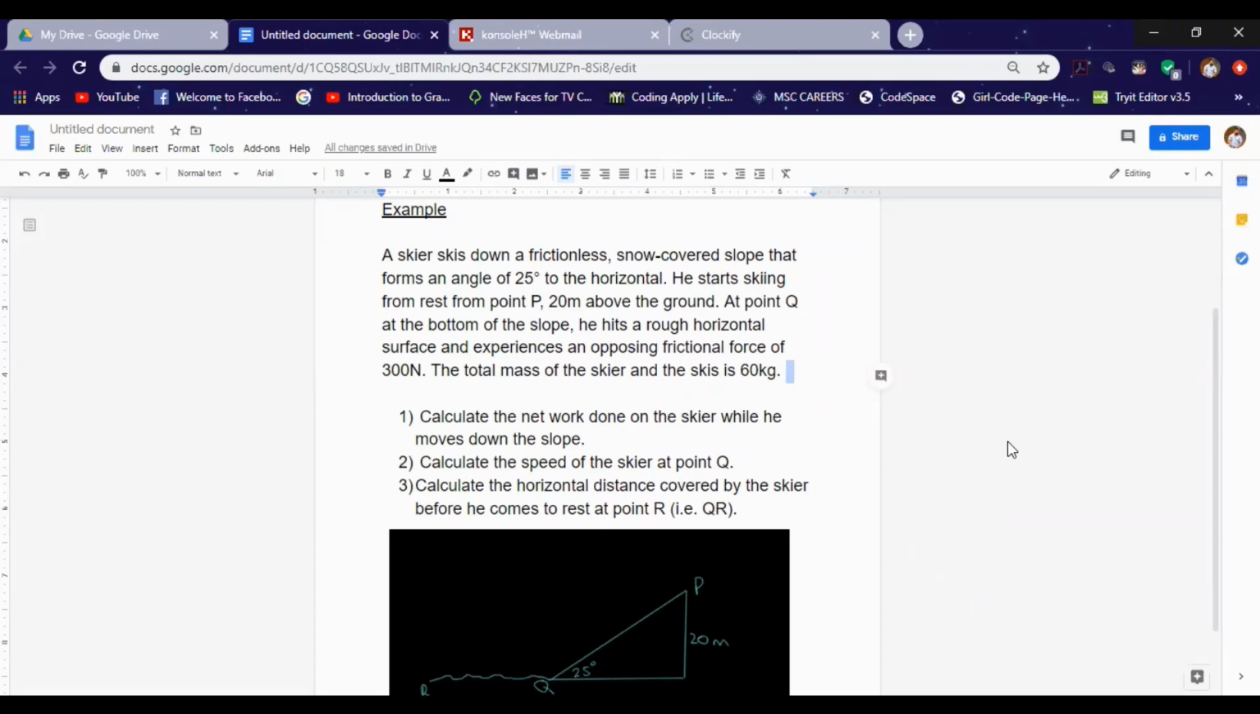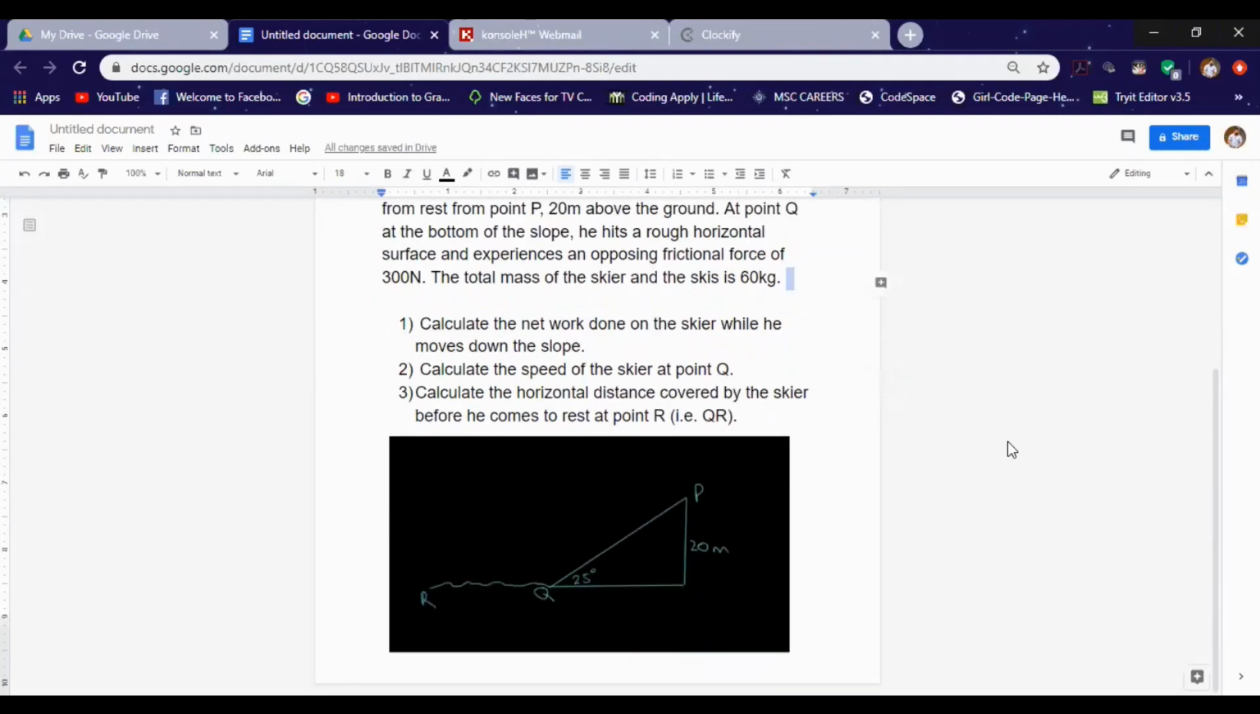At the bottom of the slope, he hits a rough horizontal surface and experiences an opposing frictional force of 300 newtons. The total mass of the skier and the skis is 60 kilograms. Number 1: calculate the net work done on the skier while he moves down the slope.